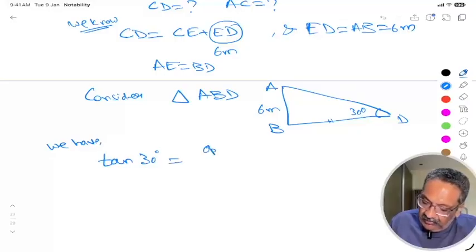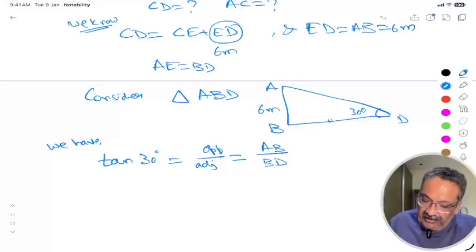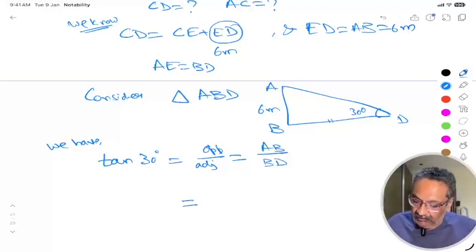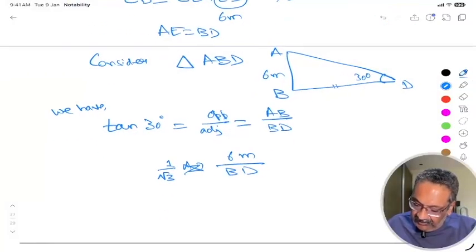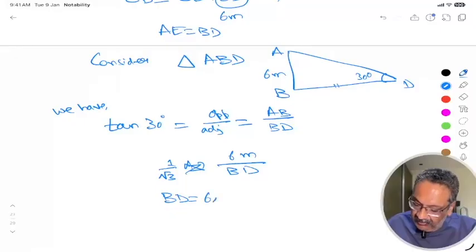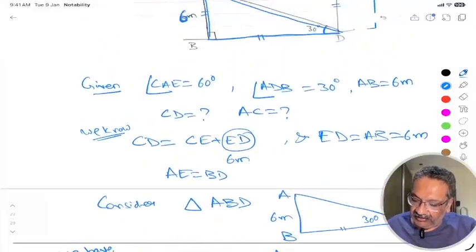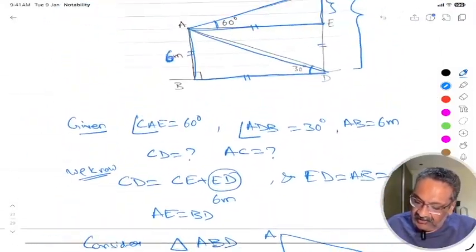is equal to opposite by adjacent, which is equal to AB by BD. Alright. AB value we know. AB is 6 meters. So 6 meters divided by BD, which we do not know. What is tan 30? Tan of 30 degrees is 1 by root 3. So if you multiply, I get BD is equal to 6 root 3 meters. So I got the BD value, 6 root 3.